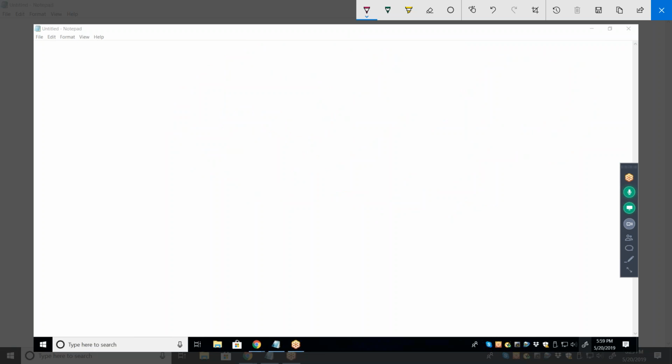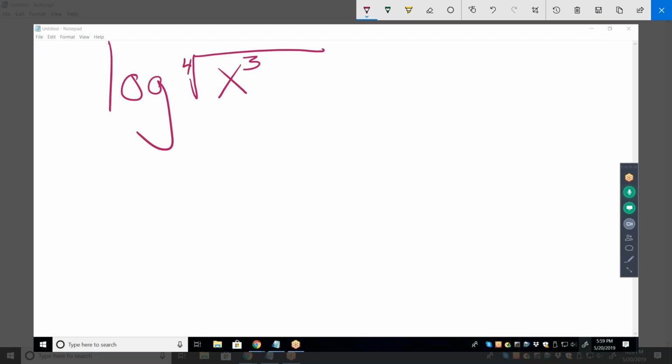Got 3 minutes. You got one last one you want to do? Yeah. Log square root of x cubed. And there's like a little 4 in between, right there. What that means is the 4th root of x cubed. Now, how do you write that as a fractional exponent? That's the key.